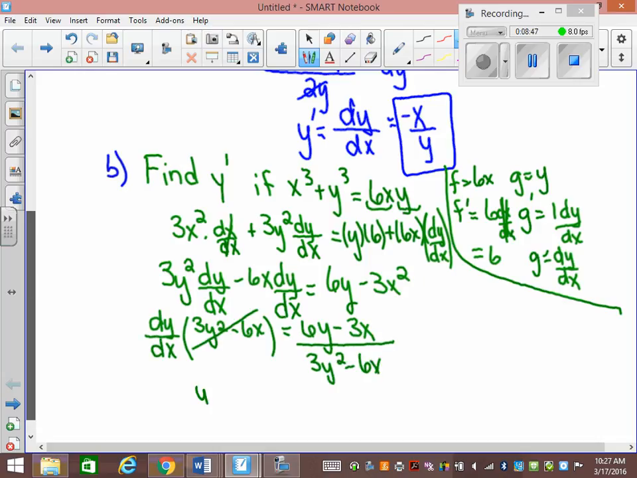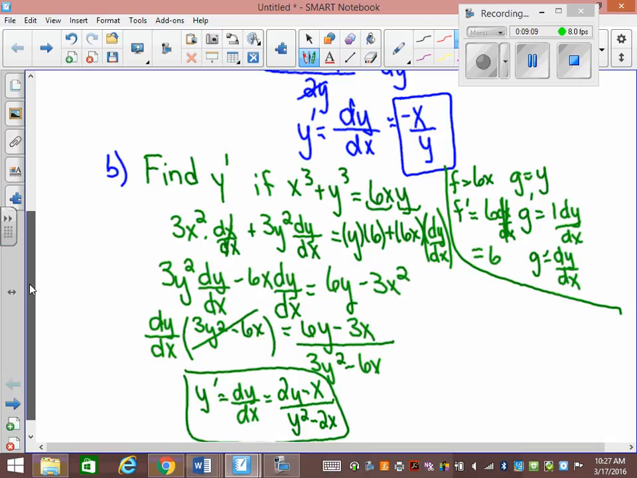So now y prime, or dy dx, equals, and I can take a 3 out of each of these. So 2y minus x squared over y squared minus 2x. Right? Just reducing it. Now, what happens if I would have, what's up? Yep, good call, x squared.